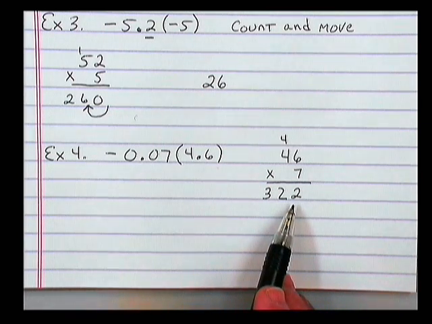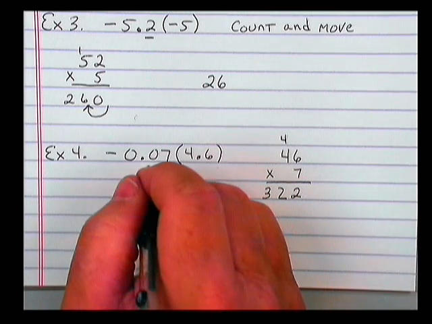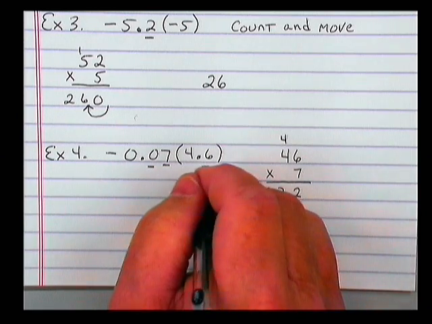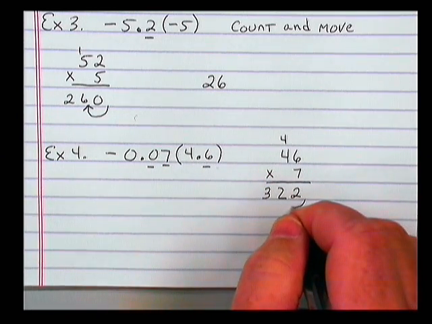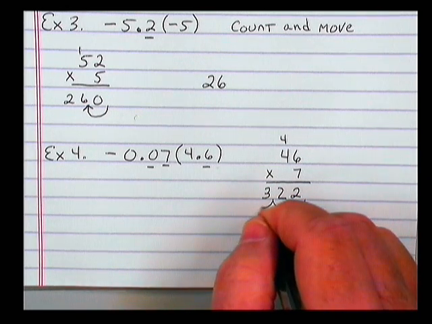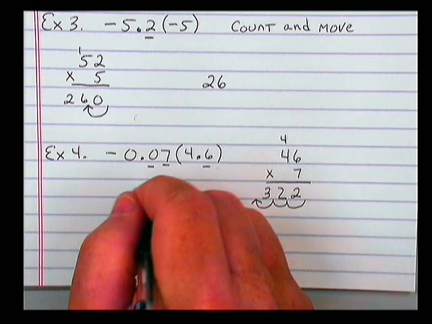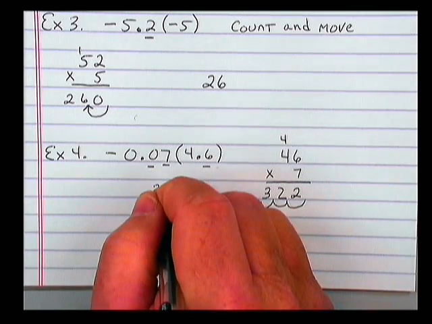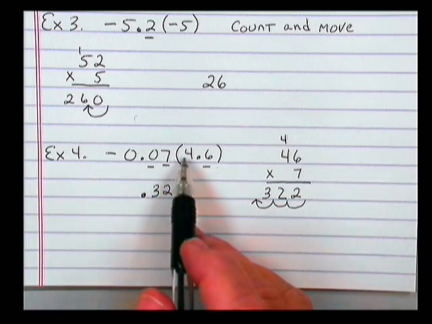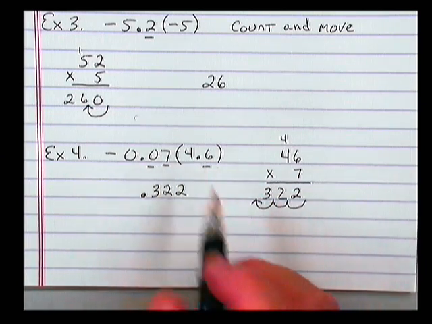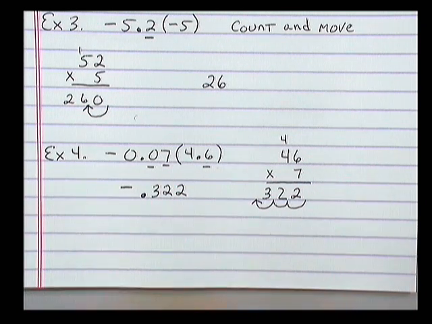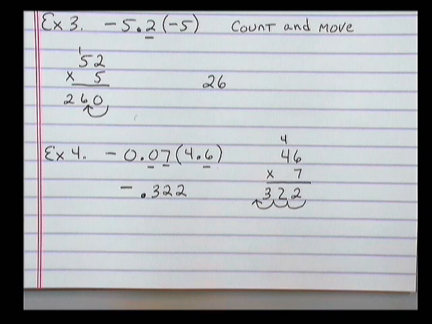My answer is 320. I have 1, 2, 3 numbers behind decimals, so I bring my decimal 1, 2, 3 to the left, and my answer is 0.320. I have 1 negative and 1 positive, so my answer is going to be negative 320 thousandths, or -0.32. Okay? Alright, that's for the multiplying part.